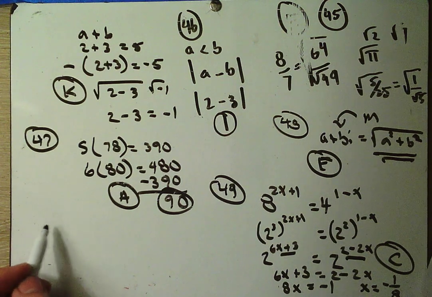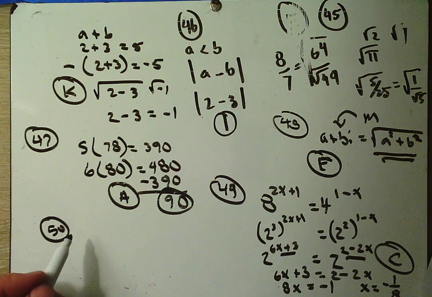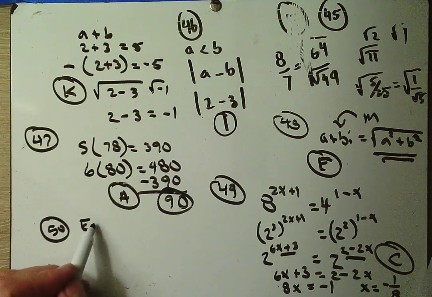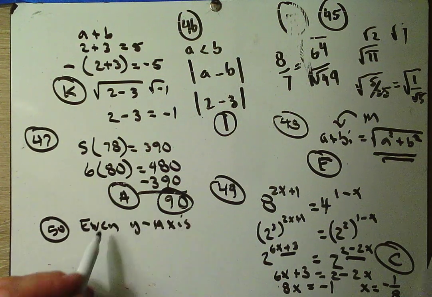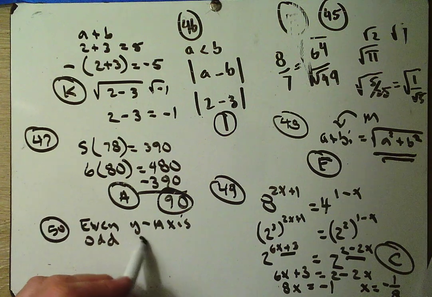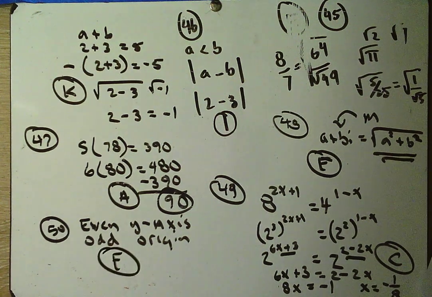Can we fit 50 here? 50. Because this asks us about this function, and the choices are, well, it's not the inverse of cotangent, nor is it undefined pi. They're really just asking us about even and odd functions here. And we remember that even functions have y-axis symmetry and that odd functions have origin symmetry. This graph has y-axis symmetry, so F is my answer to number 50.